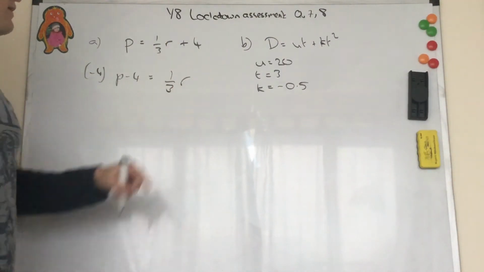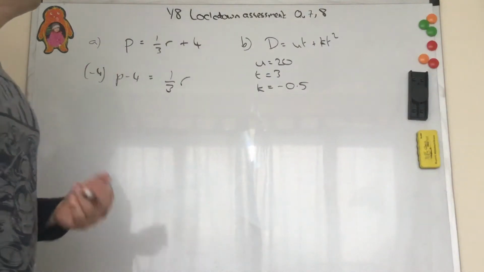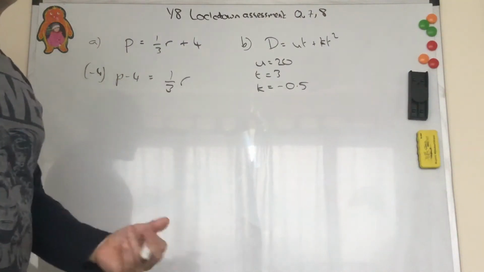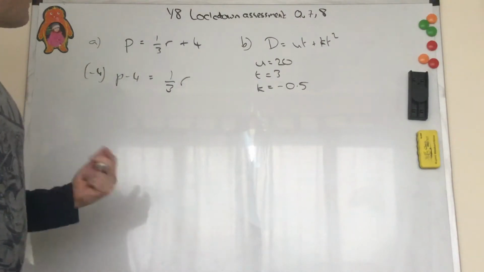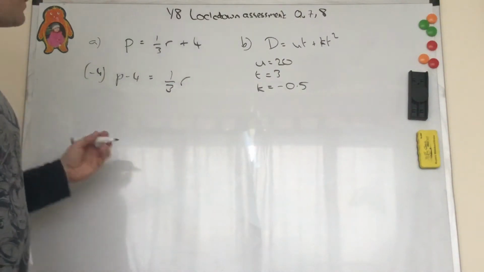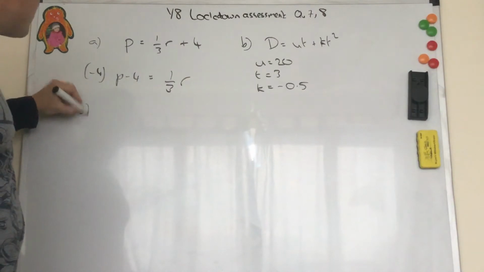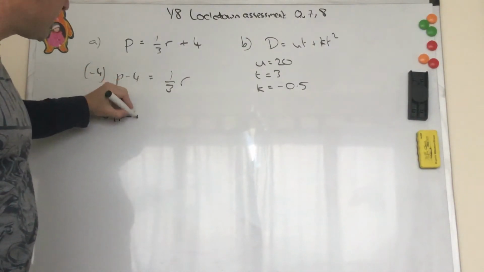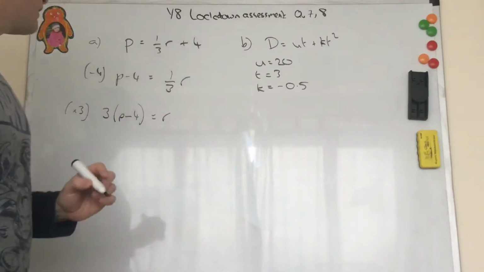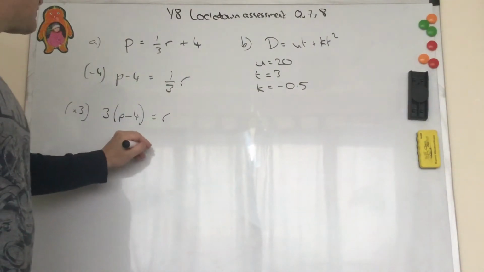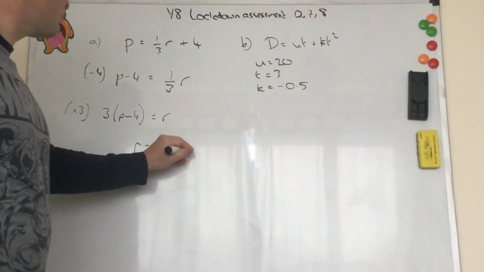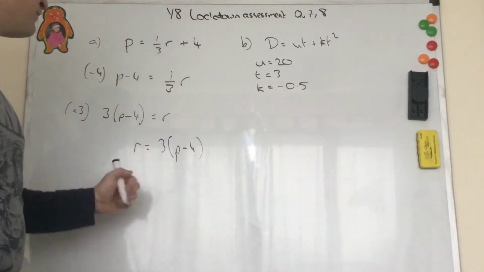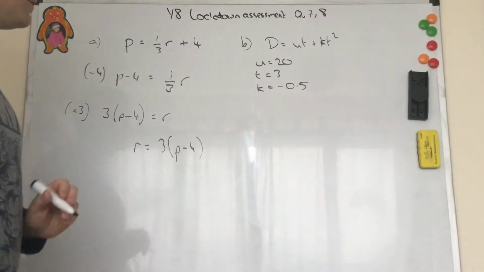Now, some people did divide by a third, which is great, but let's think about what the action of finding a third of a number is. How do you find a third of a number? You divide by 3. So what's the opposite of dividing by 3? Times by 3. So we times by 3, and we get 3 brackets P minus 4 equals R. That's it. If you want to change it around to get R equals 3P minus 4, that's fine. If you want to expand the brackets to get 3P minus 12, that's fine. But you get full marks for that.